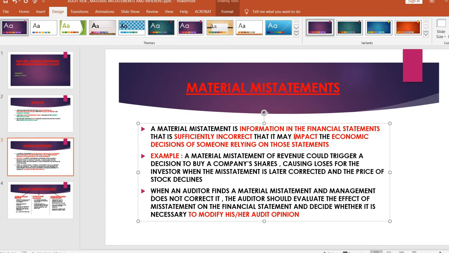Okay, that everything was good and whatever I suggested to them, they properly followed it. But if the management comes and tells you we cannot correct it, then what will you do? Then as an auditor you should evaluate the effect of this misstatement on the financial statement, and you have to apply your own professional judgment. What professional judgment is, we will learn in detail in the next videos, but to give you an idea, professional judgment means every person has his own thought process, his own set of skills, his own mindset, how he reacts to different situations. So he should apply his own mind, and he has to decide whether it is necessary for him to modify his or her audit opinion.